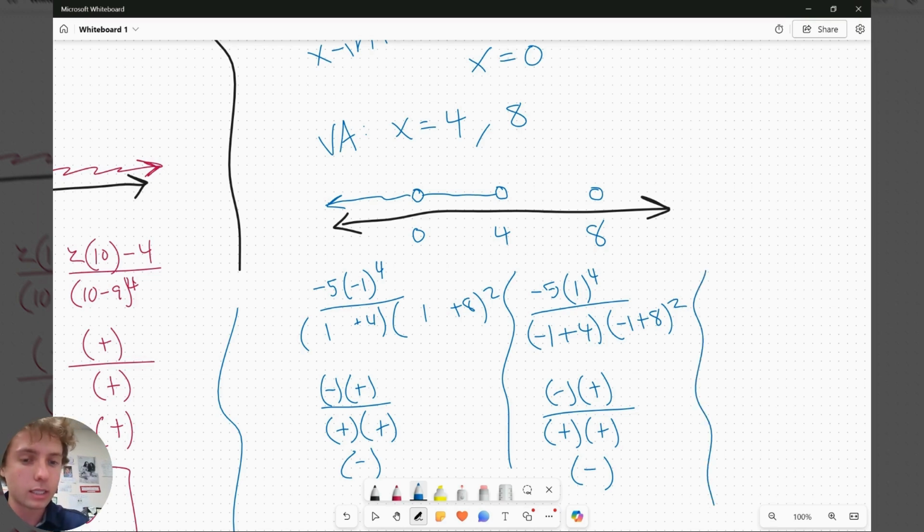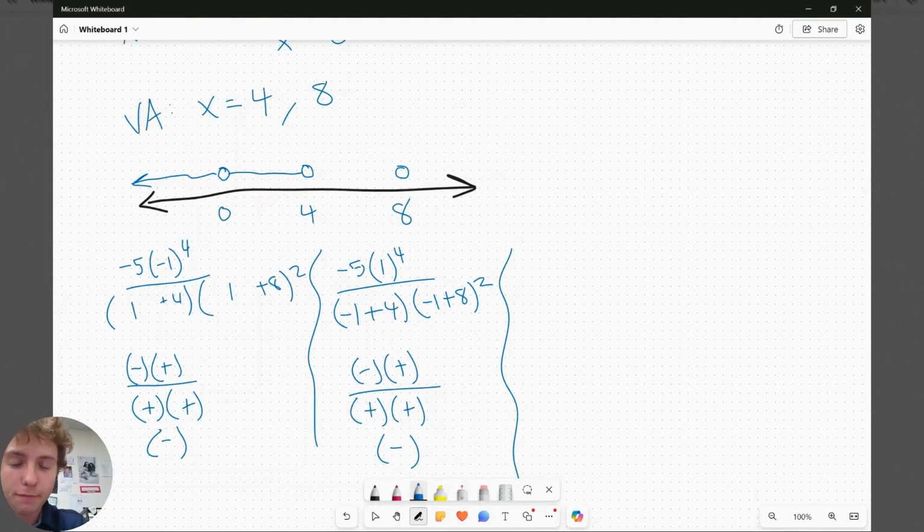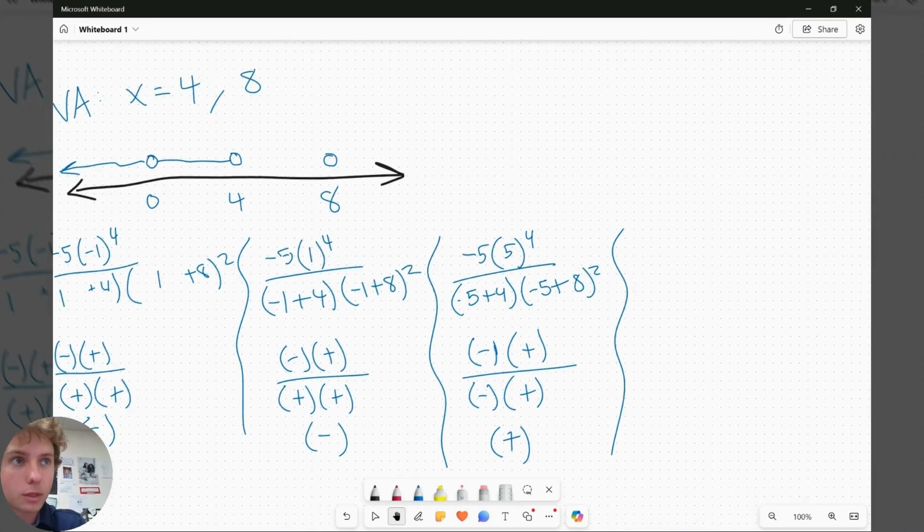We did want less than 0. We wanted negative values. Check that between 4 and 8. Maybe choose a value of 5. Again, it doesn't matter what you choose as long as it's in between. That'd be negative 5 plus 4, negative 5 plus 8 squared. That top would be a negative times a positive. The bottom looks like a negative and a positive. So this entire thing would be positive. Do not fill that in on our number line.